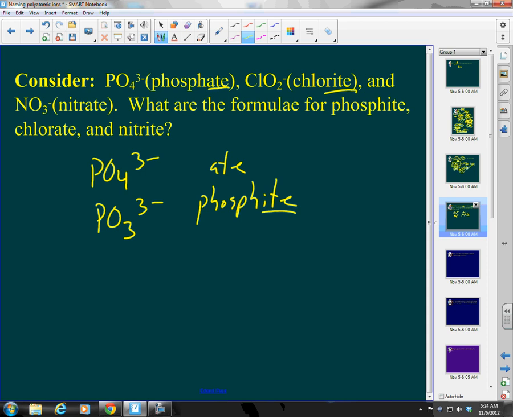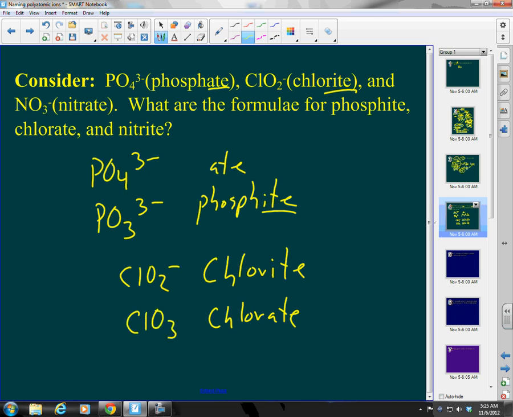Chlorite. So we have chlorite, ClO2 minus. So that's chlorite. Then what is chlorate? Chlorate is one more than chlorite, so ClO3 minus, one more oxygen, right? And then nitrate, I have nitrate, NO3 minus. NO3 minus is nitrate. So what is nitrite?